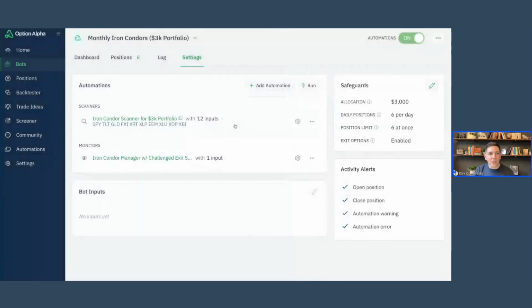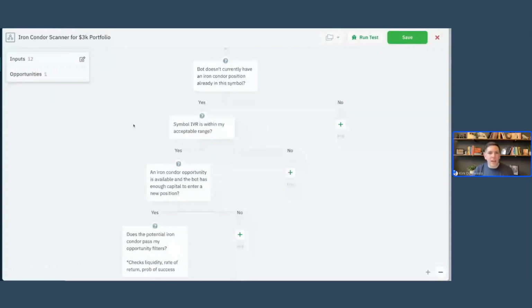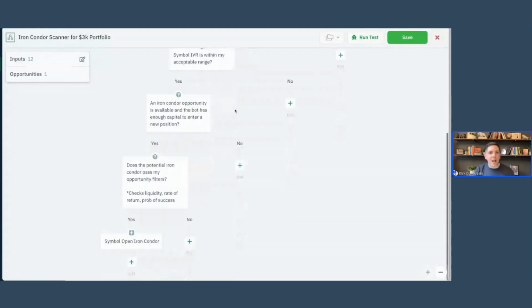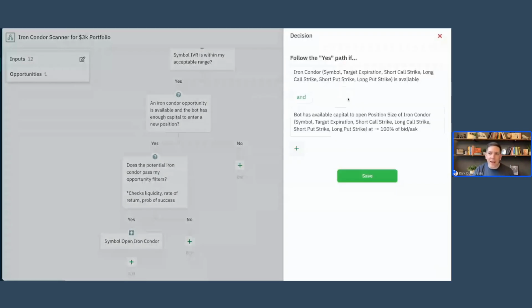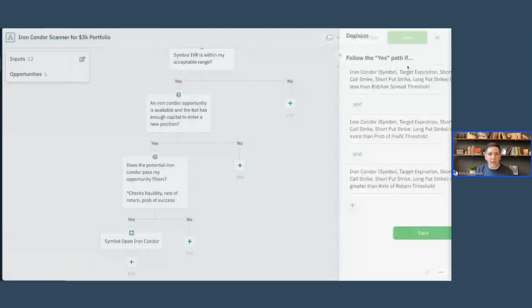And inside this automation, look what I do. I do the same thing I just told you guys that I was building out. Does it already have a position? It doesn't already have a position. Yes, it's ready. Great. Is IV in my acceptable range? Is there an opportunity? And do I have enough capital? I combine these steps in this spot where, as I broke it out earlier in your example here today, I combined them in this step so you guys can see them together. And then I have opportunity filters like minimum liquidity, probability of profit, rate of return. And then I get into the position. And that's all I do.